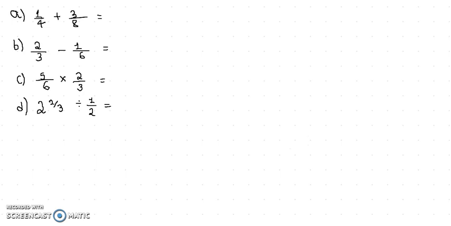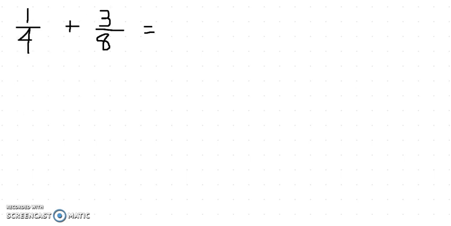So, as I said, you're going to be learning how to multiply, add, subtract, and divide fractions, and at the same time you're also going to be looking at mixed numbers as well, which contains a fraction part and a whole number part. So I think we should just get straight into it.